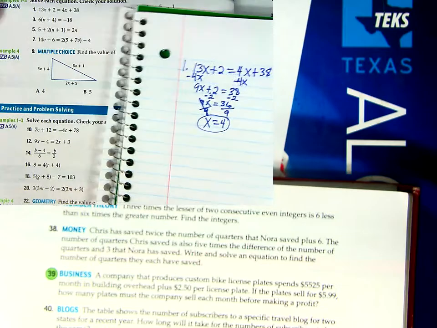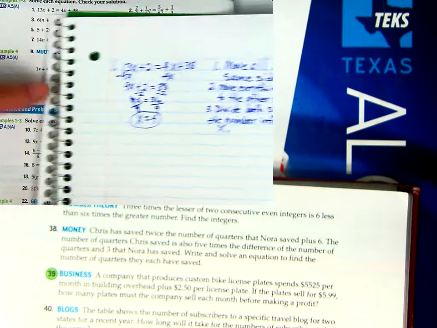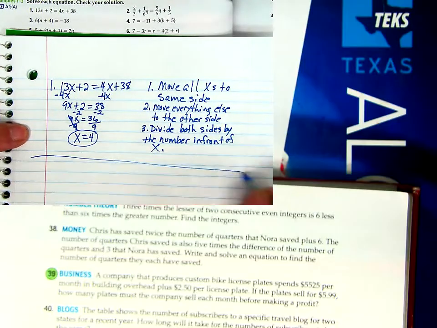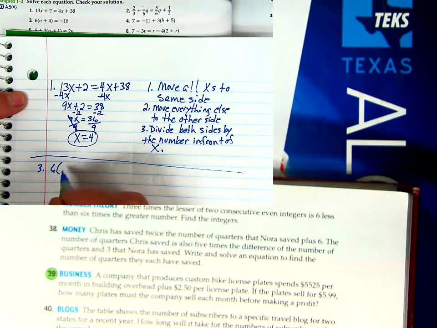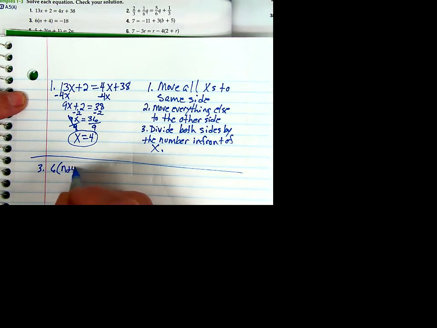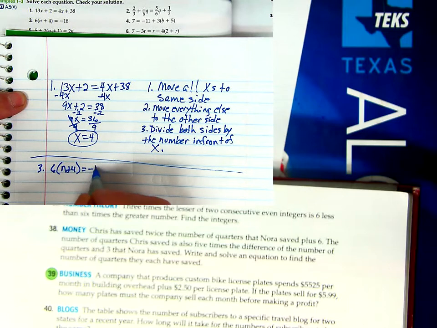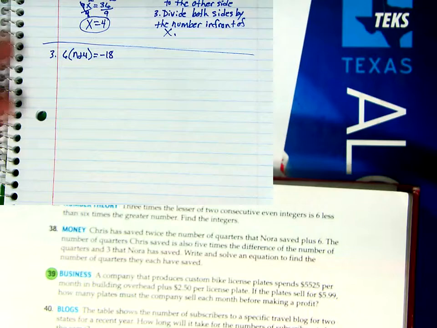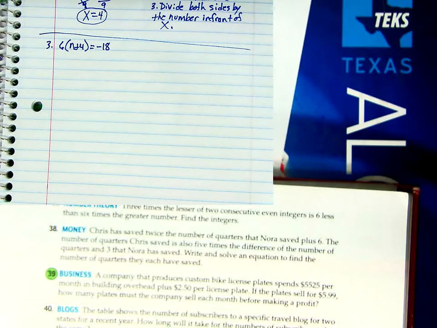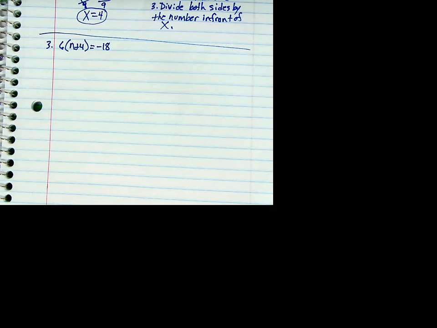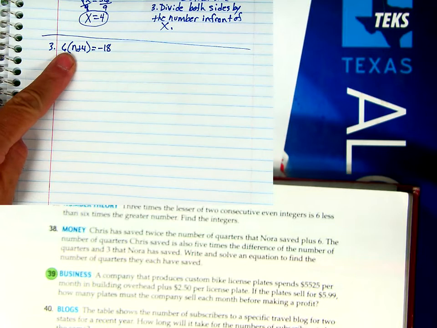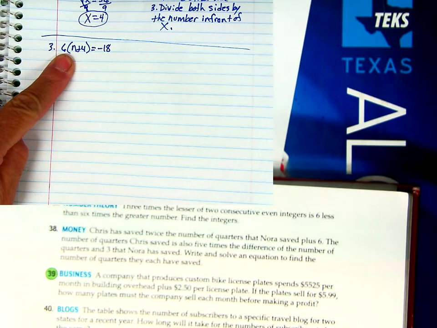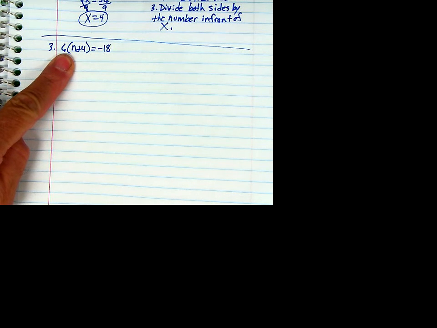All right, number 3. Number 3. 6n plus 4 equals negative 18. I'm going to start out the same way. I'm going to look over here on the left and decide, is there any math to do? Is there any math to do?